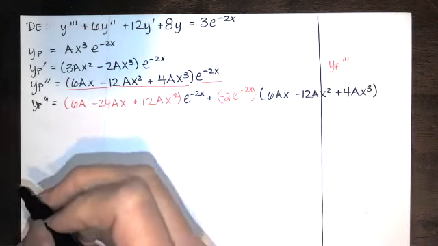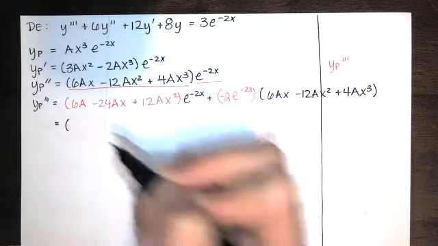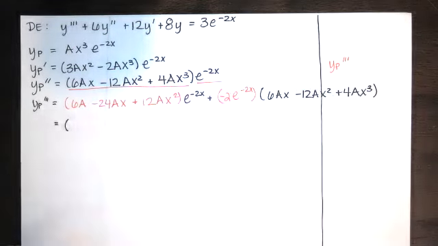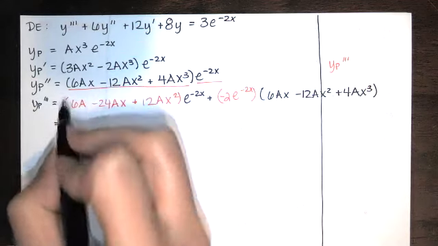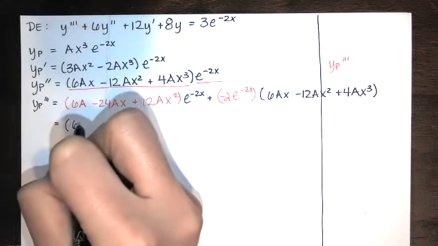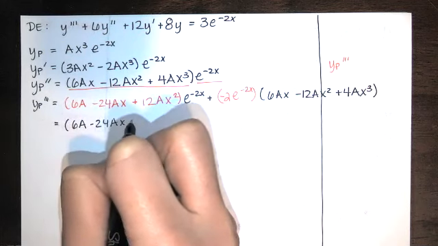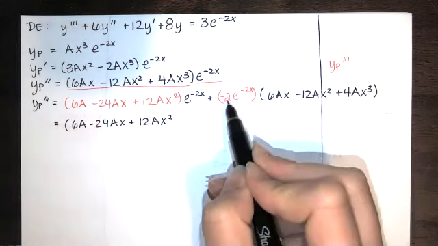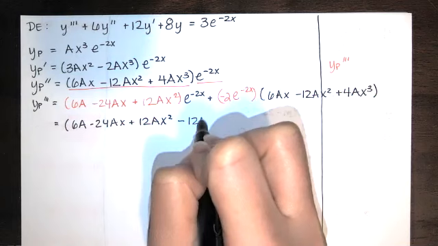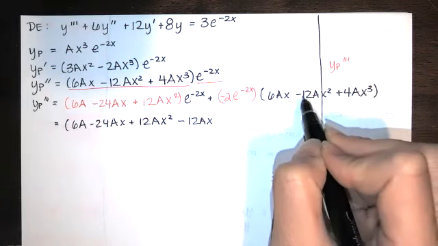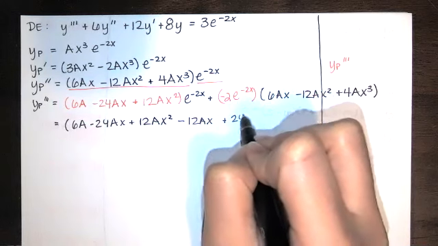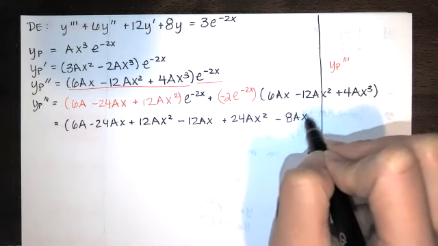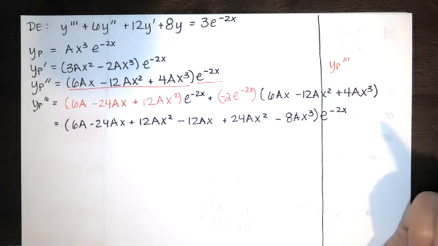And we want to factor. We want to make this nice and clean and easy to add together, because we're going to add all of those together on the left-hand side and set it equal to the right-hand side. So factoring out the e to the negative 2x, I have this polynomial, so I'll just write it down. And then we have negative 2 times this polynomial. Negative 2 times that will give me negative 12ax. Negative 2 times negative 12ax squared is going to give me a positive 24ax squared. Negative 2 times this is negative 8ax cubed. And all of that is multiplied by e to the negative 2x.